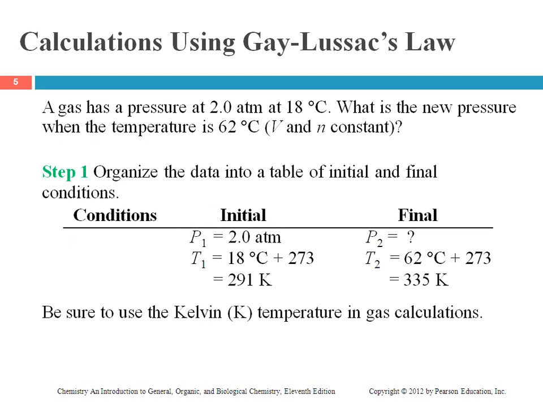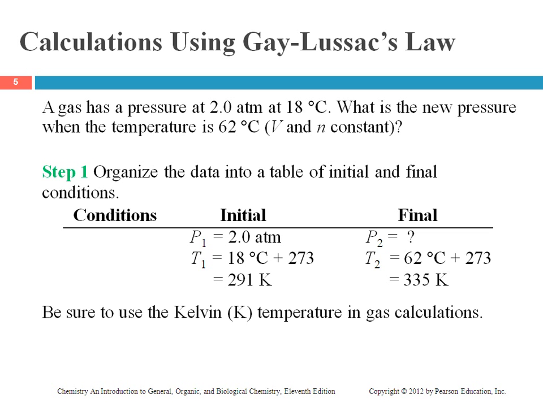So we look at an example of how to use Gay-Lussac's law. If a gas has a pressure of 2 atm at 18 degrees C, what is the new pressure when the temperature is 62 degrees C? Okay, since we're looking at the difference in temperature and pressure, we know that we're going to use Gay-Lussac's law.